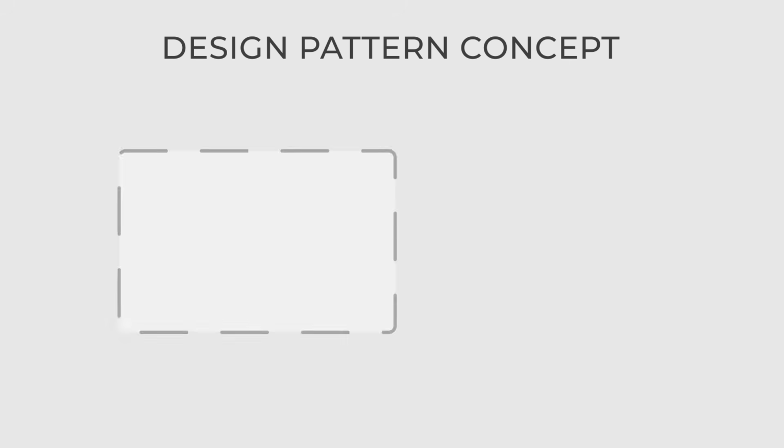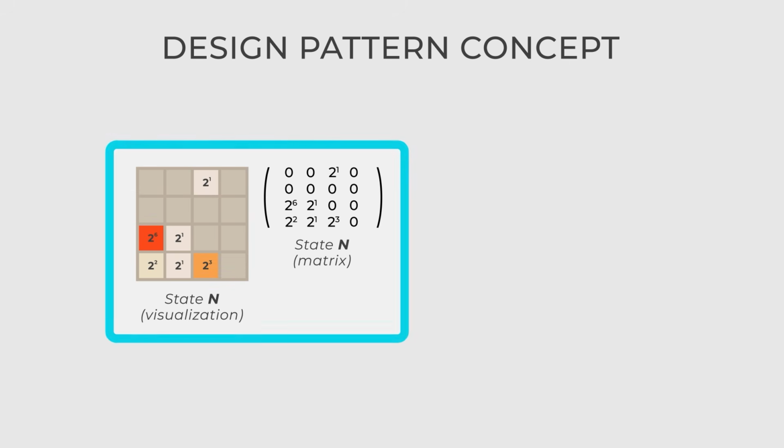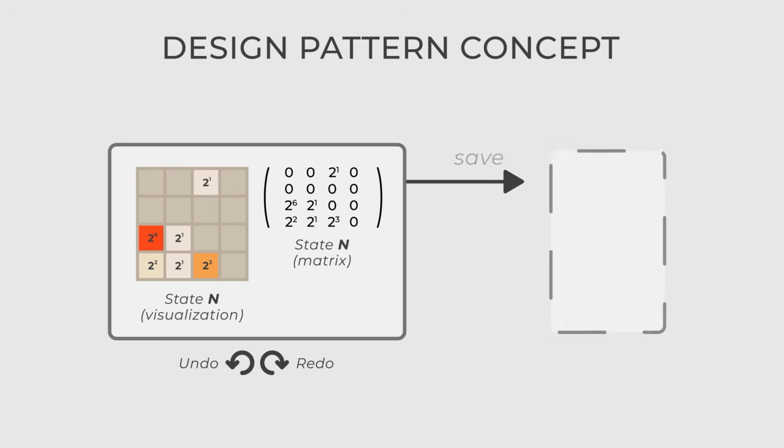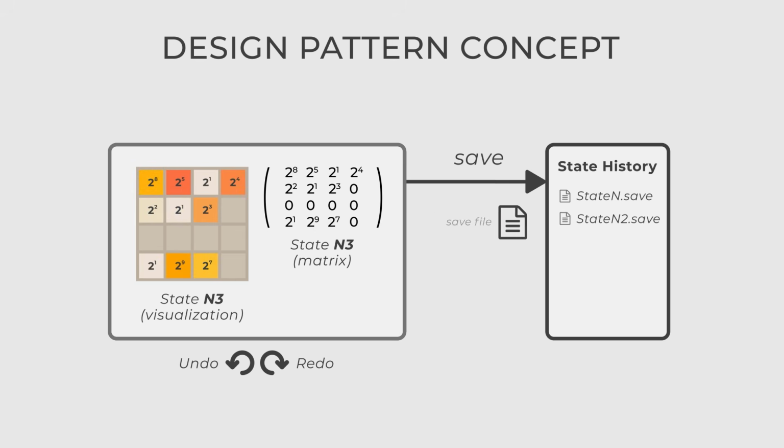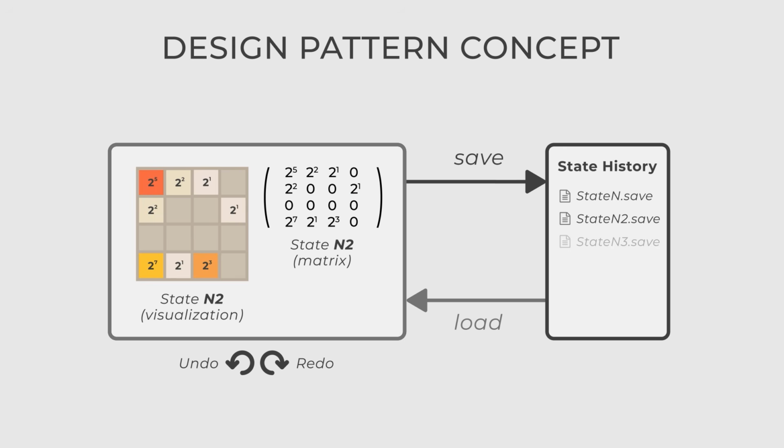The memento is a behavioral design pattern that captures and externalizes the internal state of an object without breaking its encapsulation. It allows you to save and restore the state of an object, providing the ability to undo or roll back changes and also save a history of the state of an object.